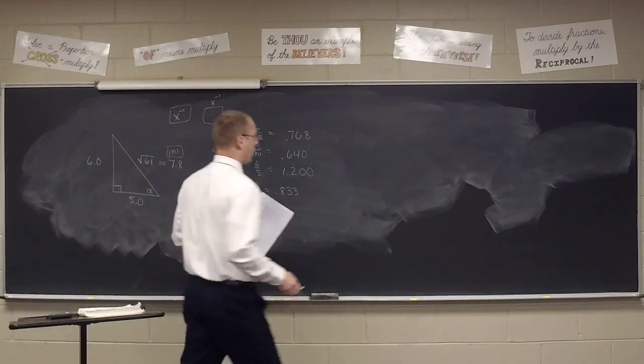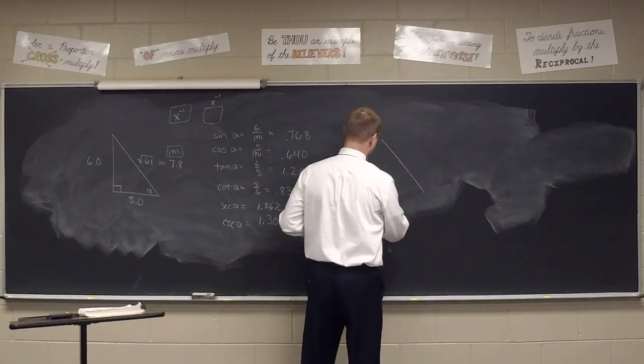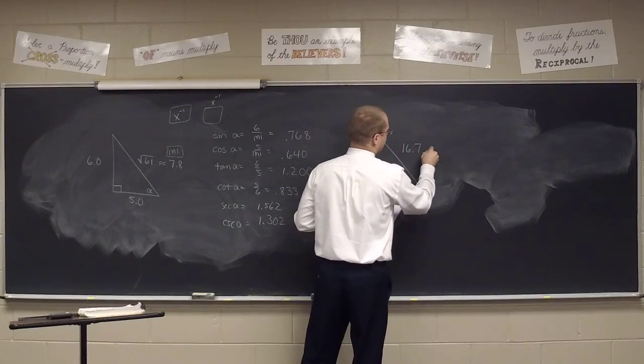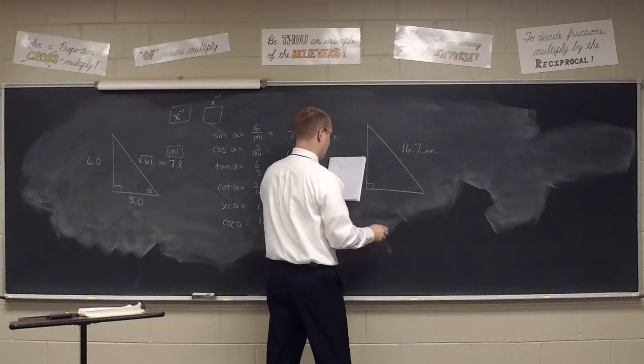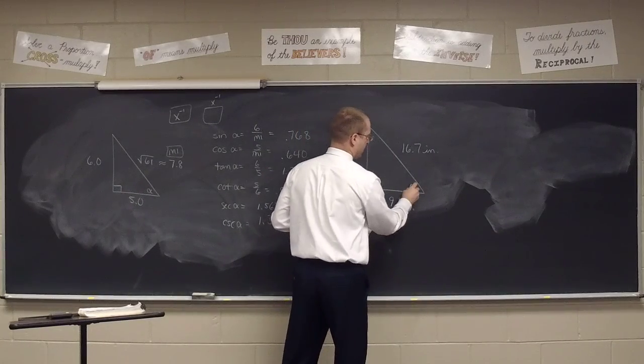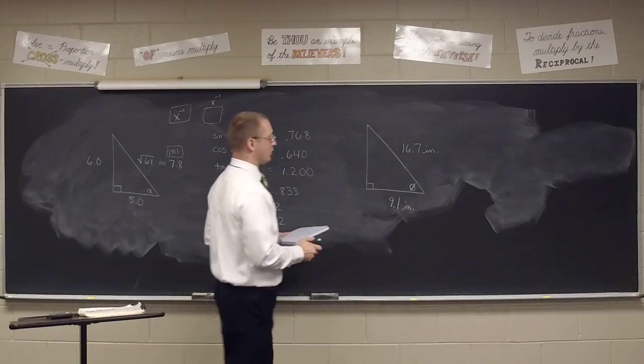On your paper, go ahead and draw a right triangle. Let's label the hypotenuse as being 16.7 inches. And let's label the baseline as being 9.1 inches. And let's mark this base angle like we had last time.